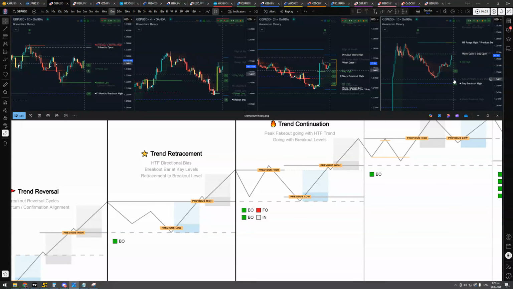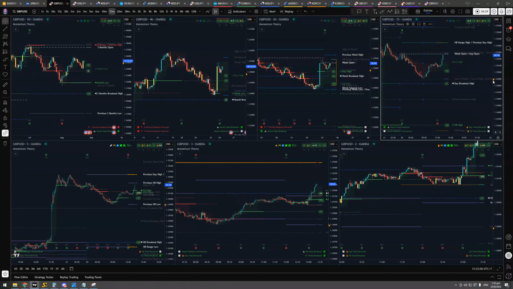So I want to see this come down. Right now it's high up, and so this is not my setup. I want to see it come down and fake out the previous H8 low. I already have an alert over there. Let's see if it does that.